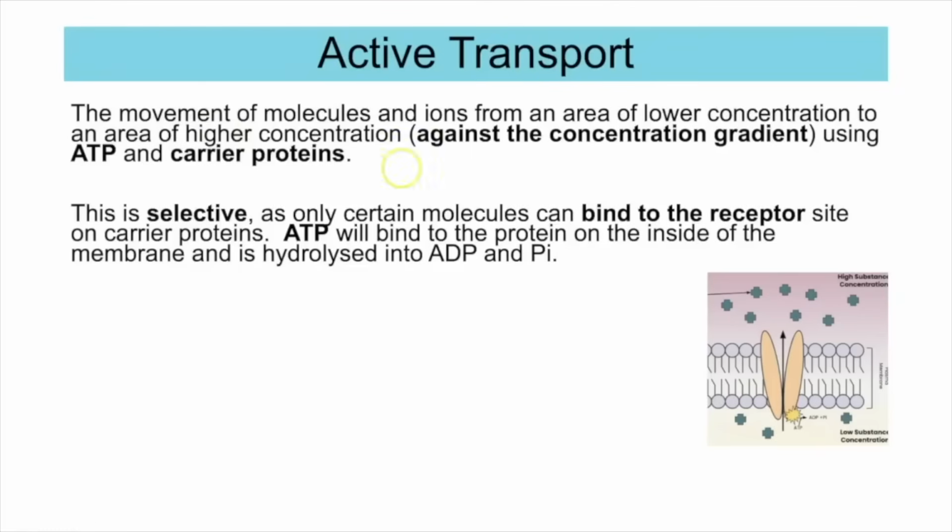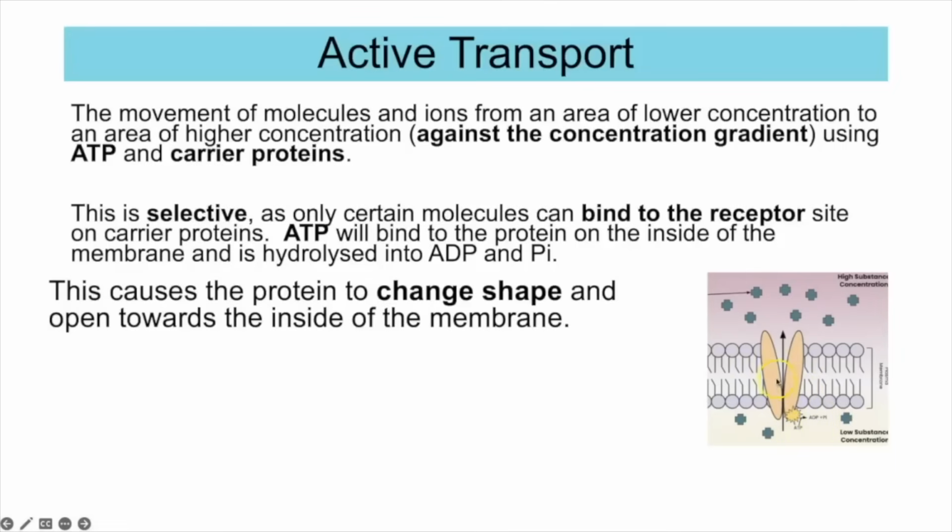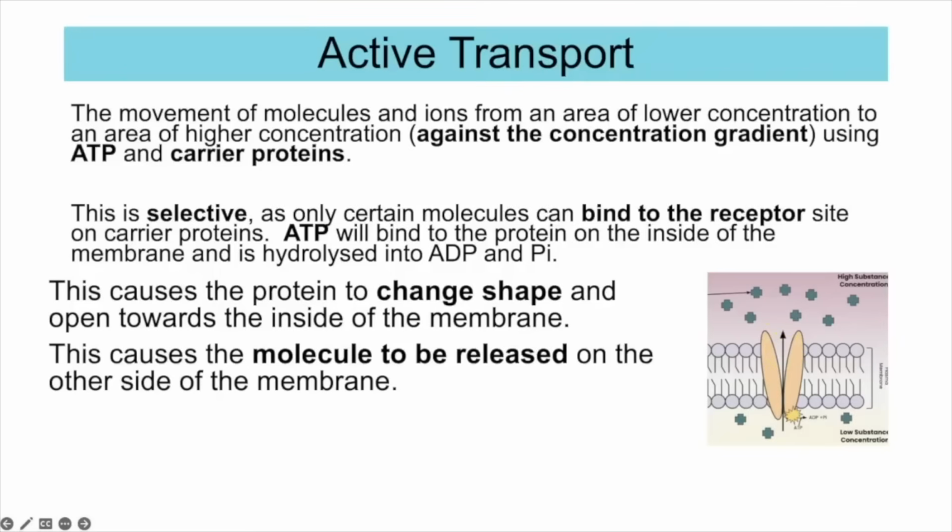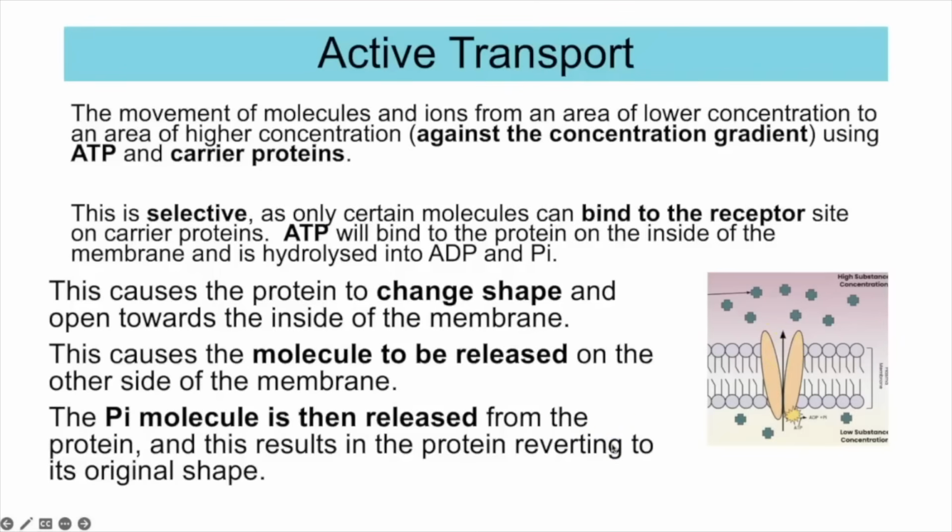It is a selective process as only certain molecules are able to bind to a receptor site on the carrier proteins. When they do that, ATP will bind to the protein on the inside of the membrane. It then gets hydrolyzed into ADP and Pi. That causes the carrier protein to change shape and open towards the inside of the membrane. And as a result, the molecule that was attached is released to the other side of the membrane. The phosphate group, or that Pi molecule, is then released from the protein, and the protein reverts to its original shape, and the process can continue to happen as long as ATP is present.